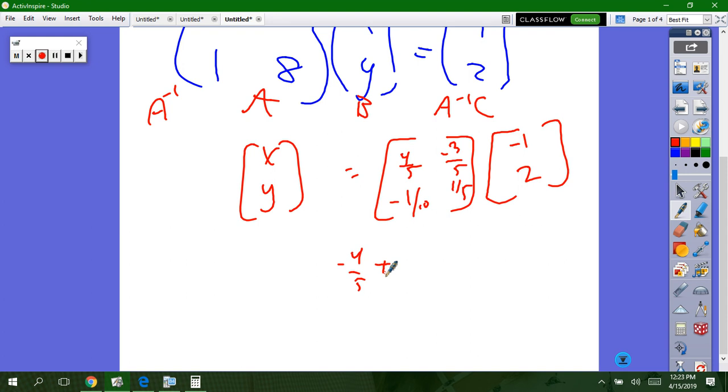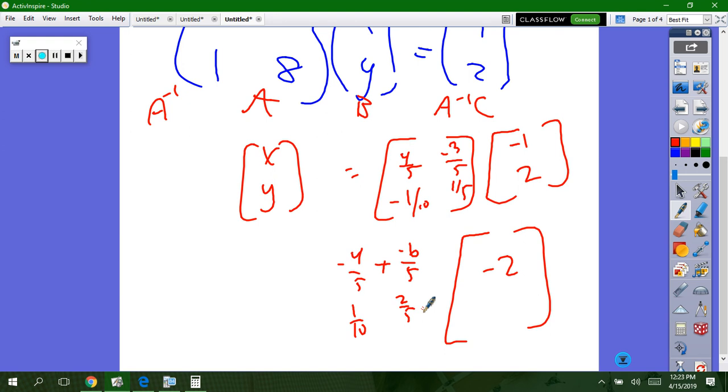Plus negative 3/5 times 2 is negative 6/5, which is negative 10/5, which is negative 2. So x is negative 2. Okay, take the next row. Negative 1/10 by negative 1, that's 1/10. 1/5 by 2, that's 2/5, correct?